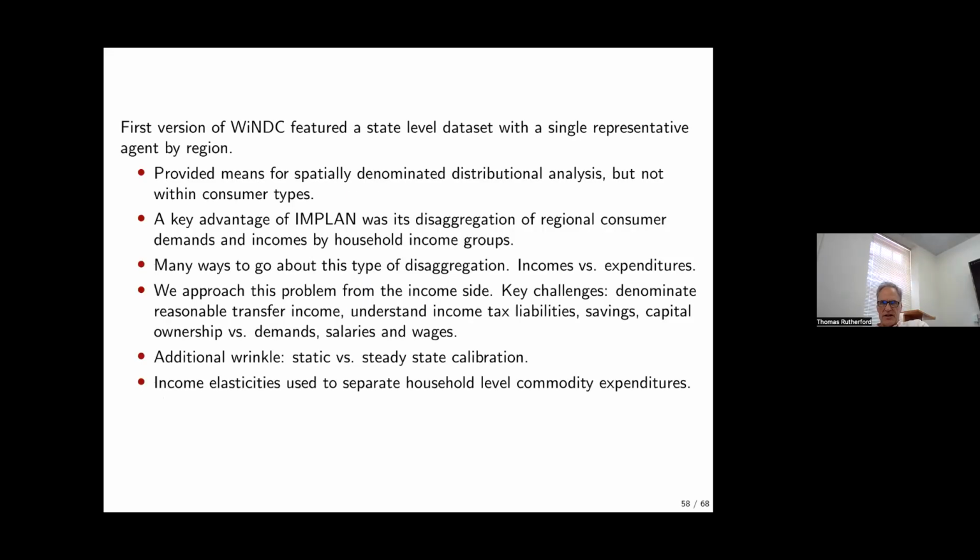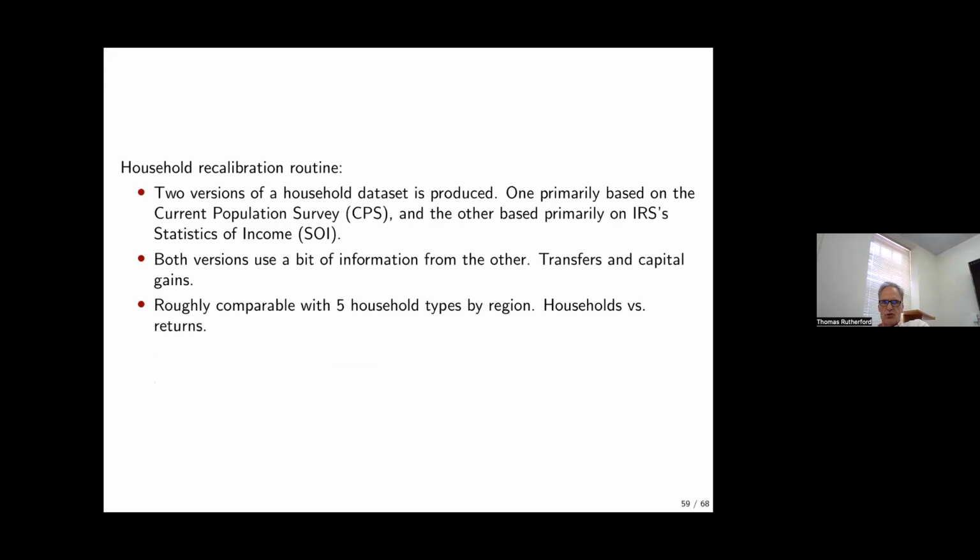The first version of the data set is a single representative agent for each state. And the newer version, we disaggregate that. So we have two versions of the household data set. Both are roughly on quintiles. I guess the CPS is more or less exactly quintiles. The SOI, which is the IRS data set, has some subtle differences between these. IRS is on a reporting basis. Anyways, there's a difference in what's a household and what's the taxpayer basis.